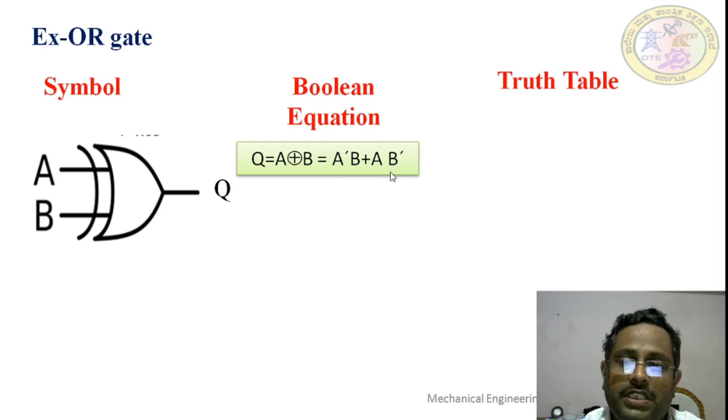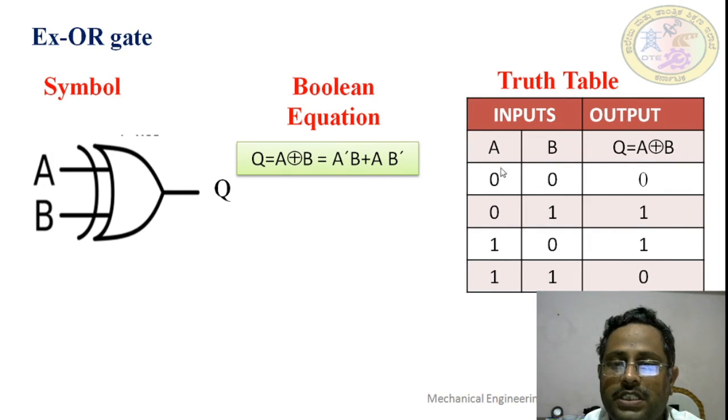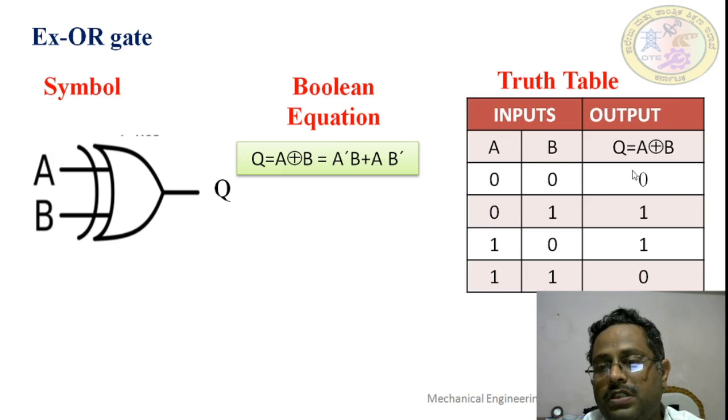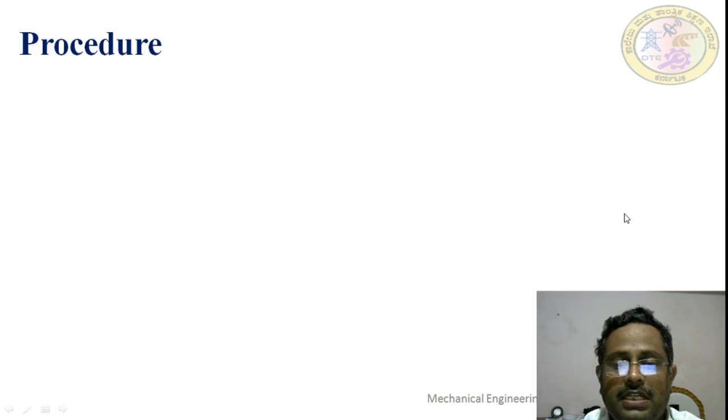We'll see the truth table. See here, 0 0 gives 0. You observe here, if both the inputs are the same, the output is low. If the inputs are different, the output is high. This is the XOR gate.